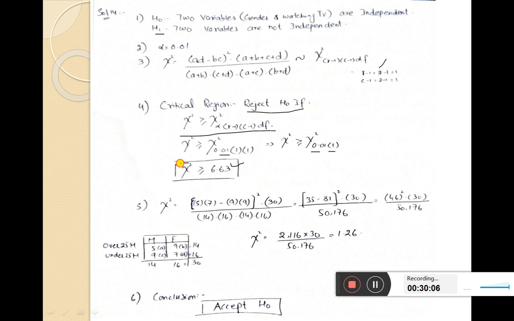Now let me check my chi calculated. That comes when I apply this formula. Put the values in this formula. Look at here, very easy way. If you notice the formula, it is ad minus bc, squared.